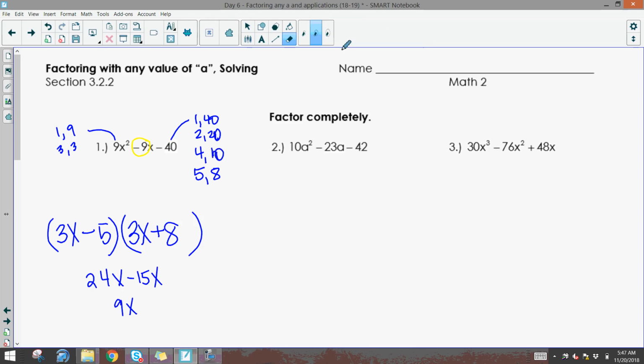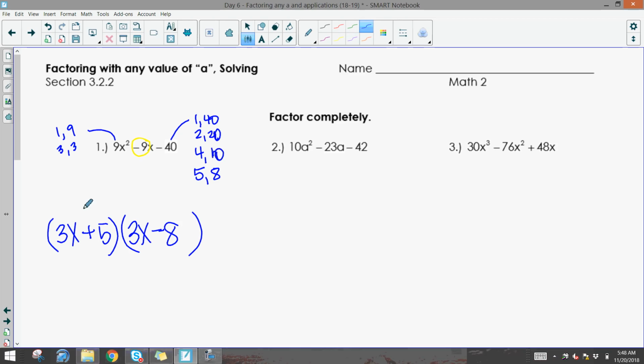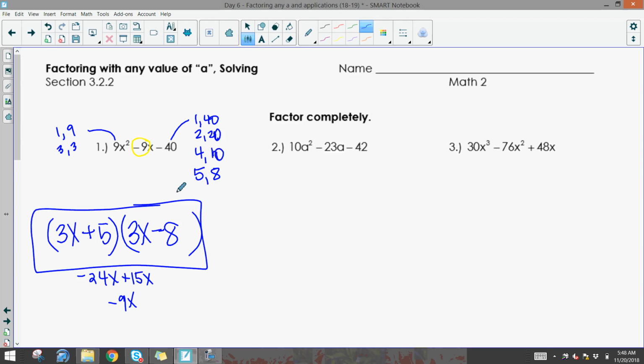So since we want a -9x, all we need to do here is change our signs. So that means this will be a +5 and a -8, and then you always want to double check after that. So here, 3x times 3x is 9x squared. Then you get -24x plus 15x. And that gets you -9x, so that's good. And then you always want to double check your c value. 5 times -8 is -40. So then this is your answer.